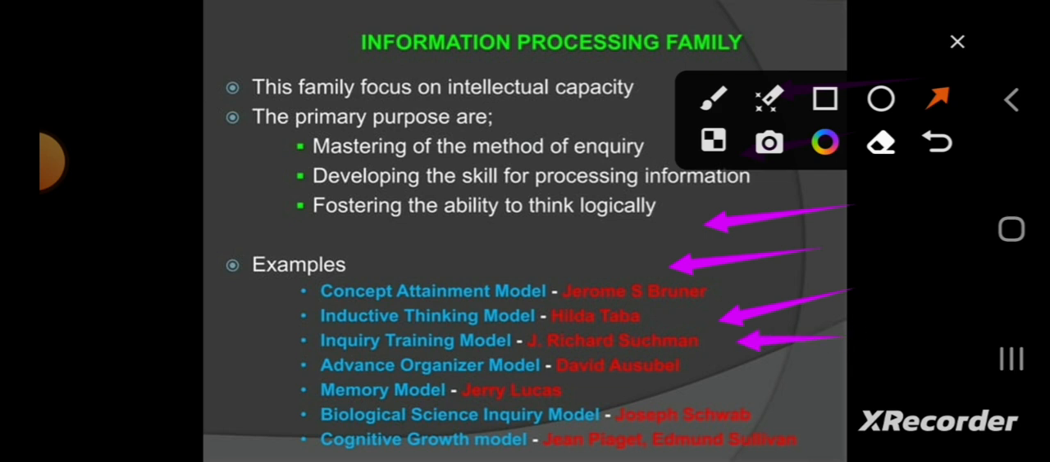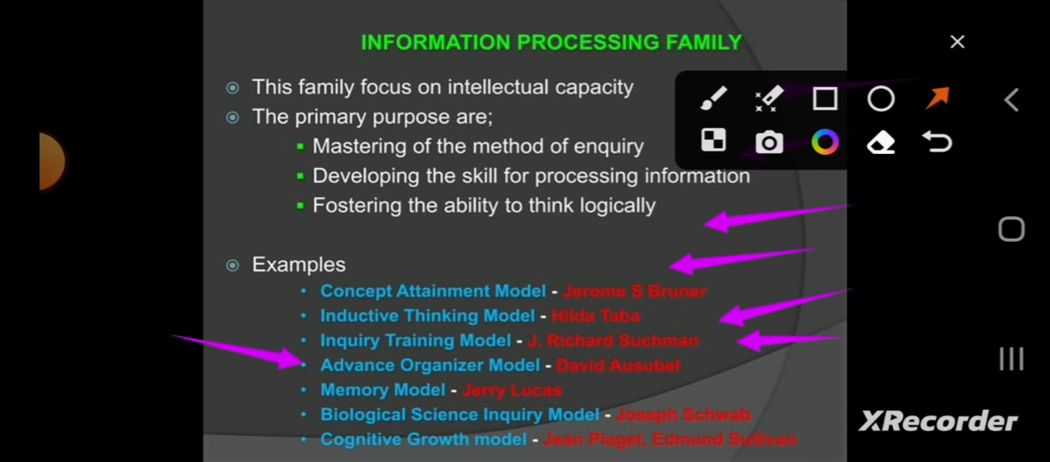Enquiry Training Model, J. Richard Suchman, centers on teaching students how to ask questions, investigate problems, and derive conclusions based on evidence. It promotes active learning through inquiry based methods.